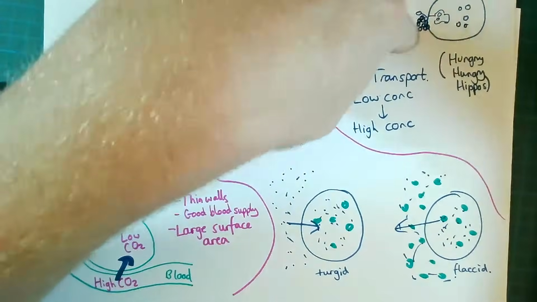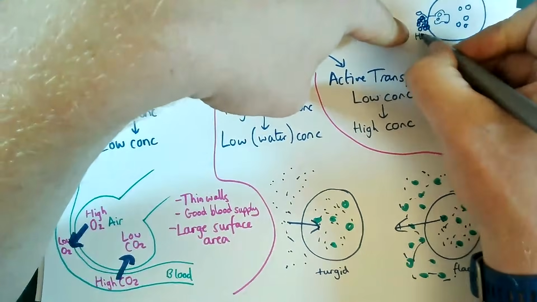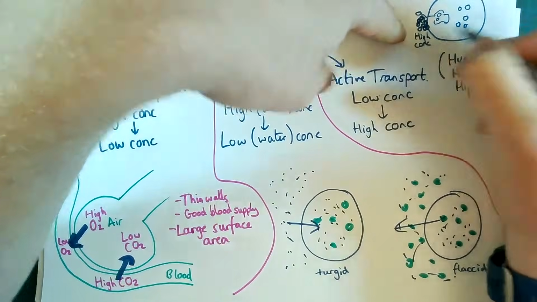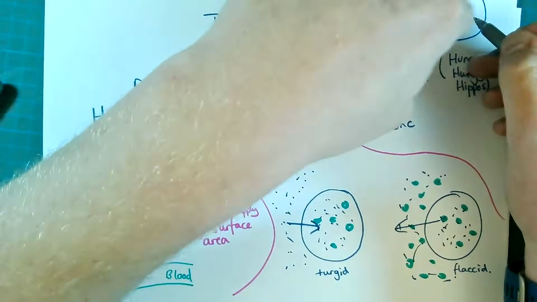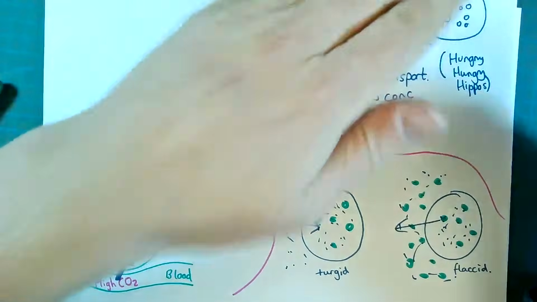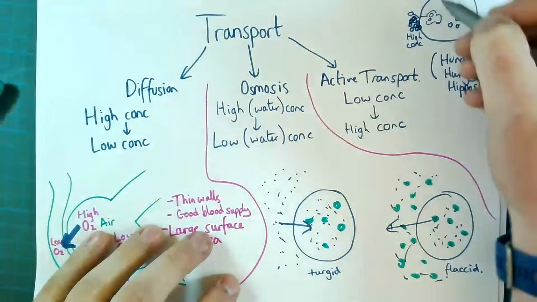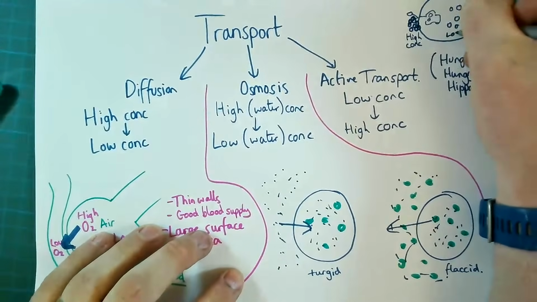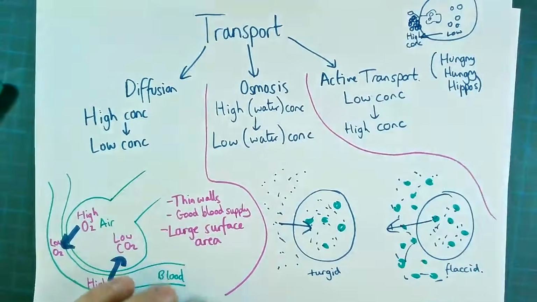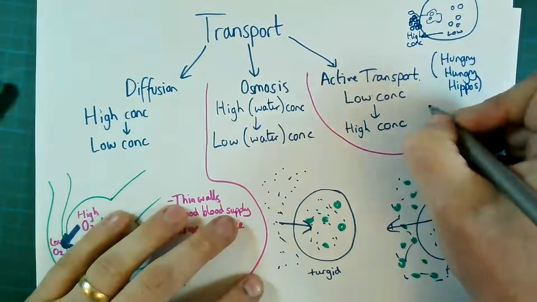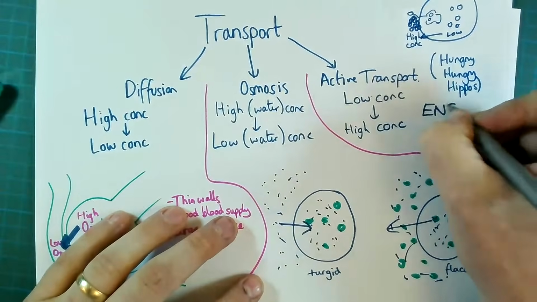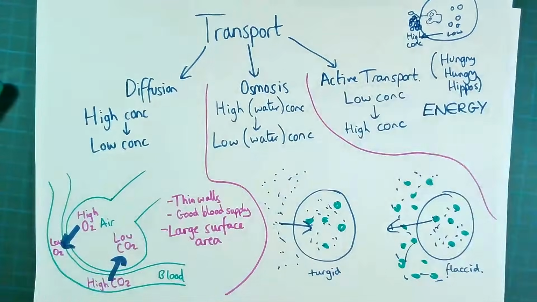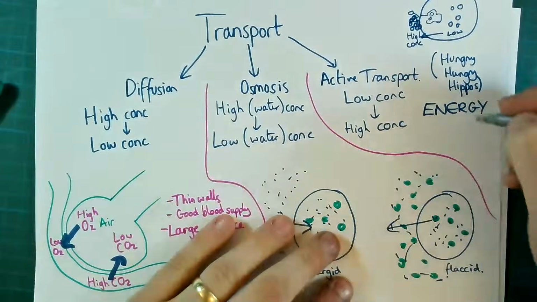And that means here I've got a high concentration, but I've got a low concentration of these, but I still want them. So you put in energy, you start smacking the Hungry Hippo, he goes and collects them all in. So you are going from low to high. But what did you have to do? You had to put in energy to do that. Where did that energy come from?